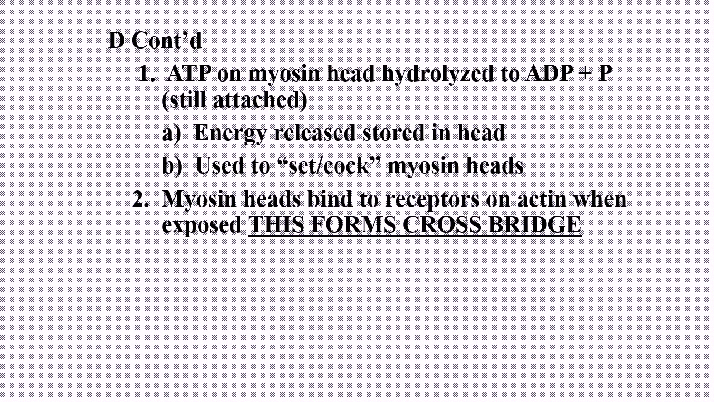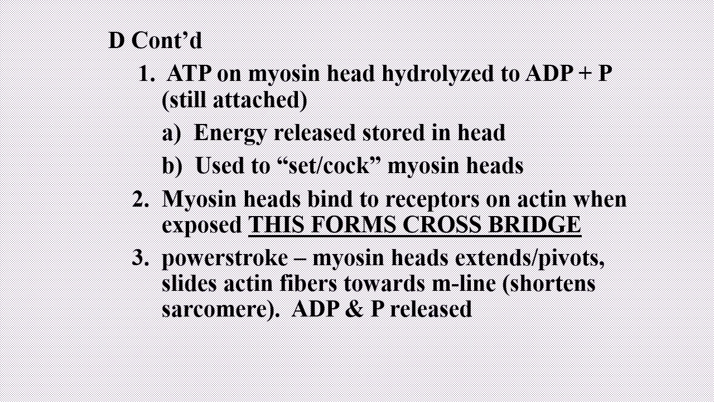All right, so now the myosin heads are going to bind to the receptors of the myosin binding sites on the actin. Again, this is going to form the cross bridge. So this can't happen without the hydrolysis of ATP and the energy that is produced when ATP is broken down. Now we have the power stroke, and we'll watch some animations of all this in just a second.